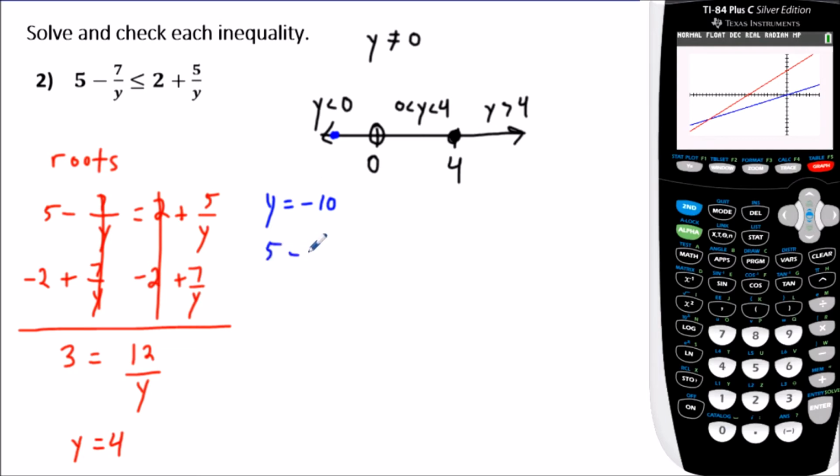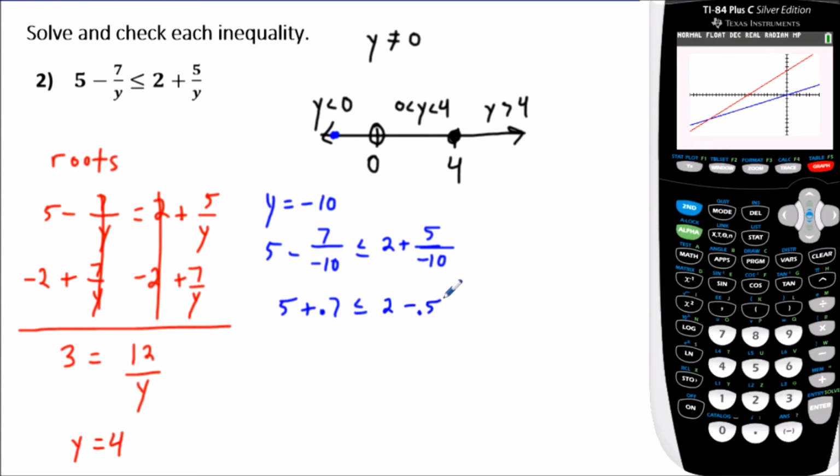We would get 5 minus 7 over -10 is less than or equal to 2 plus 5 over -10. The concept that I'm using here is that any test value on each interval, if it's true for the inequality, then it's true for the entire interval. So then here, this works out to 5 plus 7 over 10, which is 0.7. And we have to see if that's less than or equal to 2 plus 5 over -10, which becomes 2 minus 0.5.